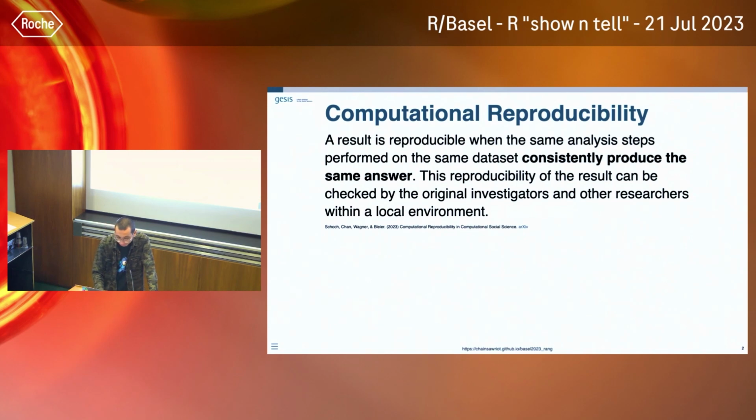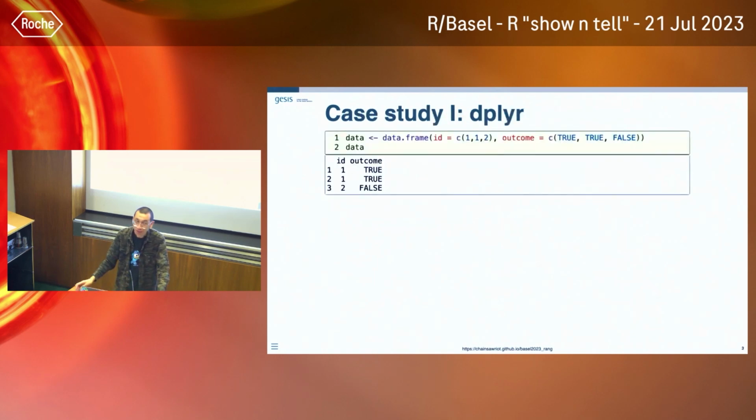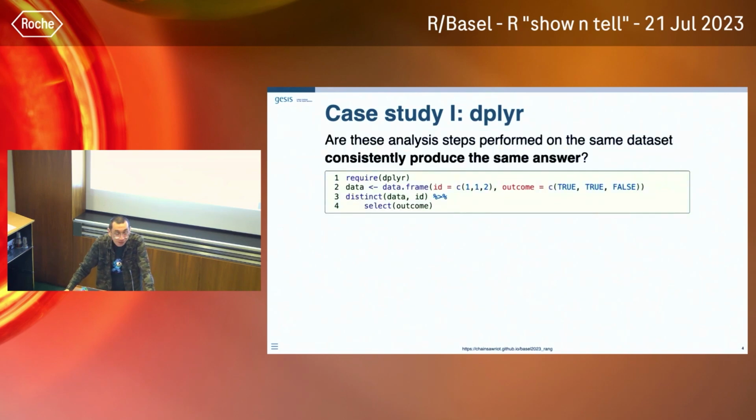So this is the definition, but can we achieve that? I'm going to give you 2 cases, and then we can study the computational reproducibility of those 2 cases. This is the first case, dplyr, probably one of the most used R packages in the world. I have a very simple data set, with ID 1, 1, 2 and outcome TRUE, FALSE, and then I have a data frame that looks like that. So I'm going to ask you, is this R code computationally reproducible? Can it consistently produce the same answer?